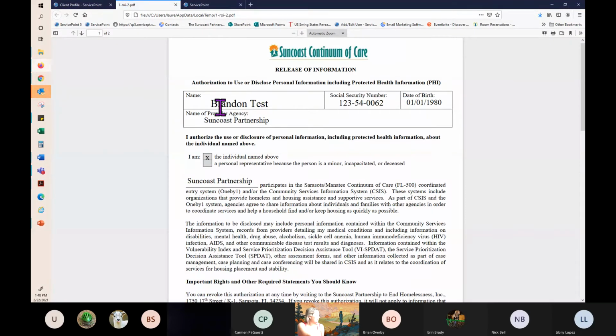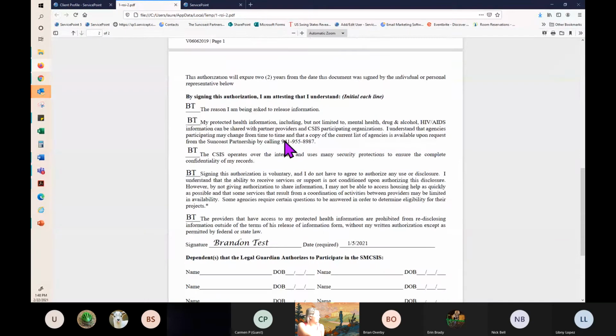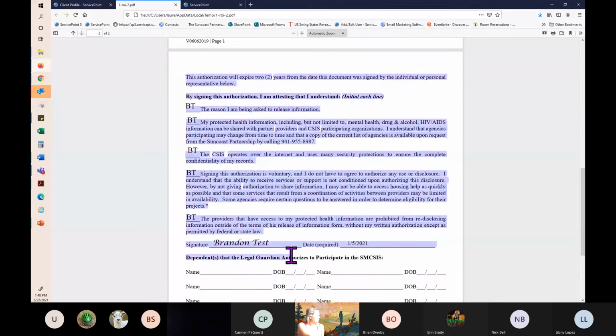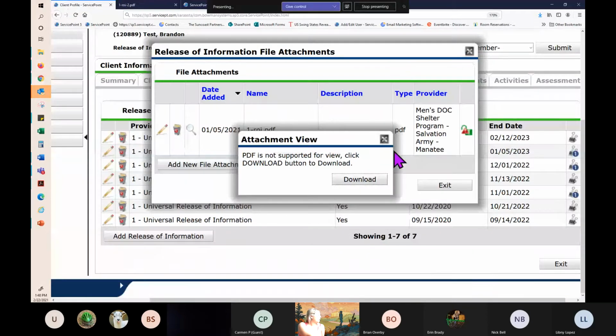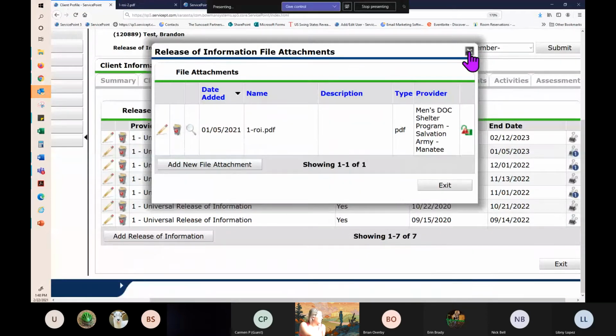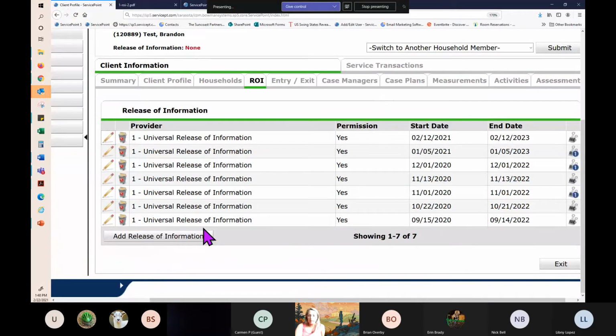We see that Brandon Test has filled out all this information. He's initialed all of these documents, and our ROI is good for 2 years. So this is a good ROI. Please cover your agency, CYA, and that is the very first step in a successful access point intake: adding, scanning, and uploading the universal release of information.